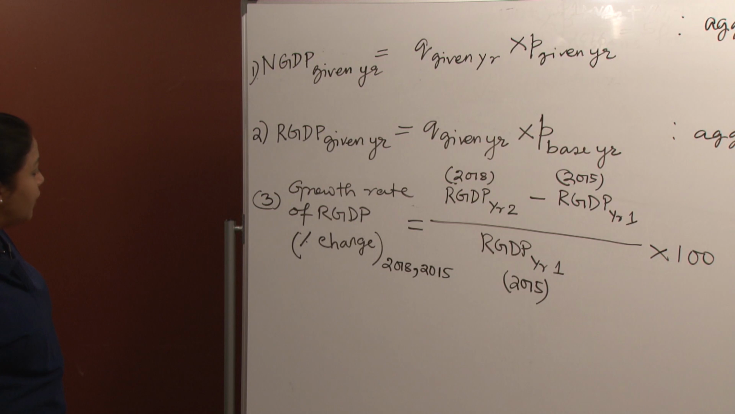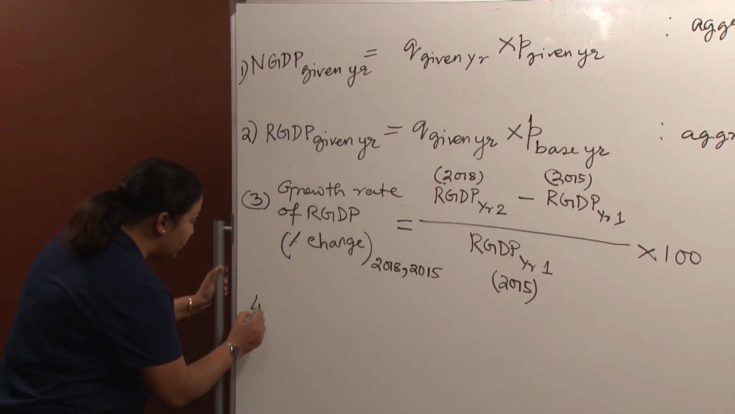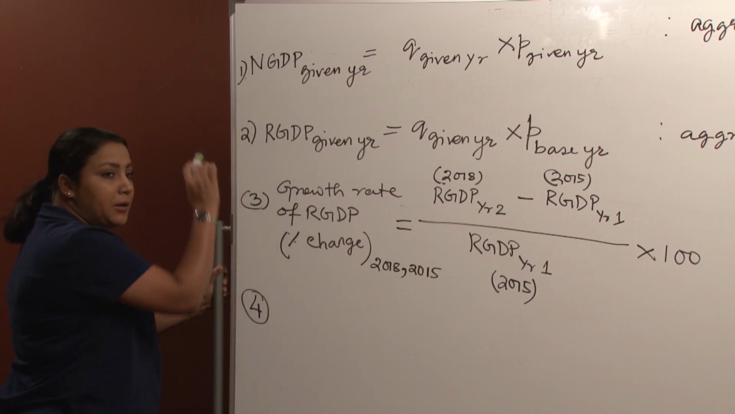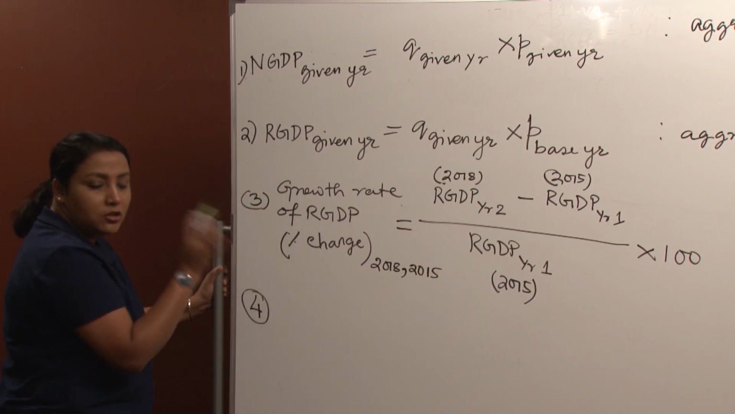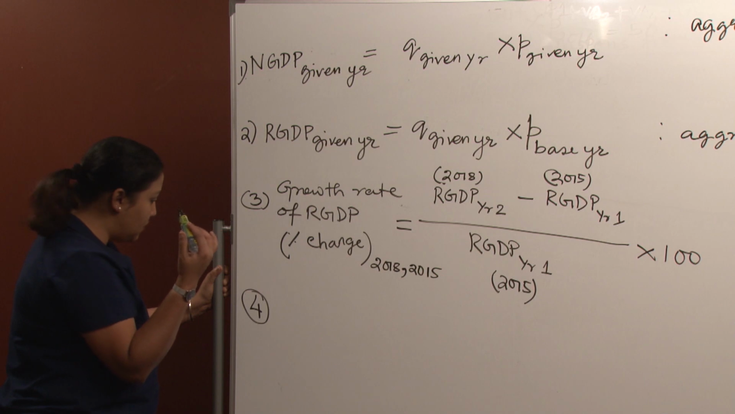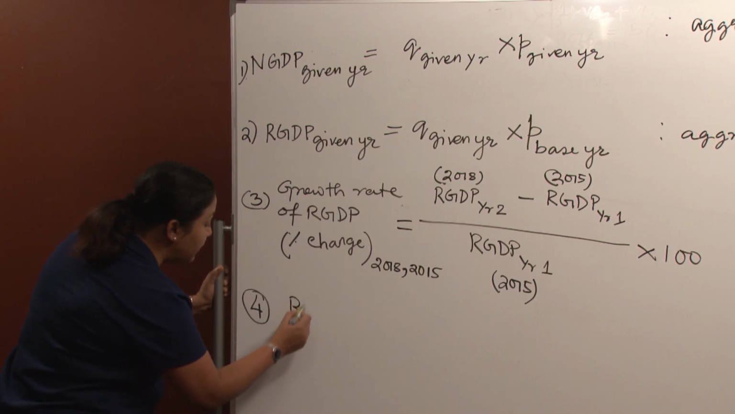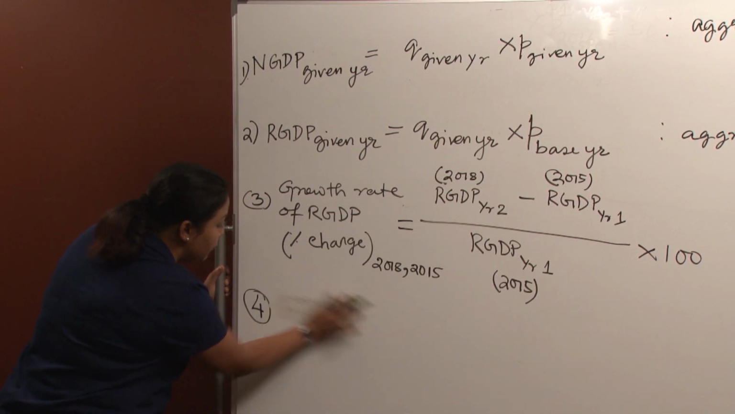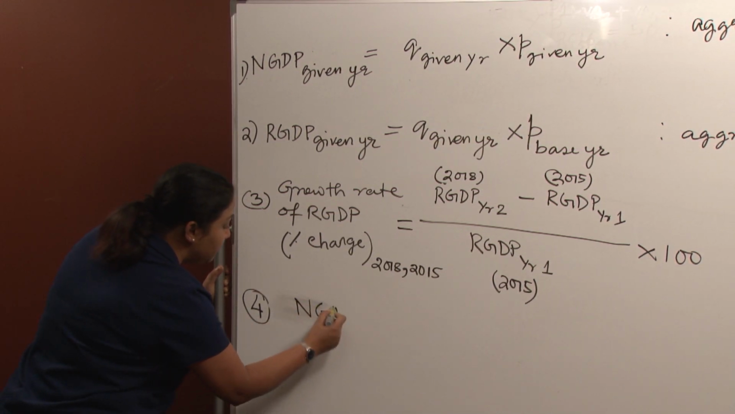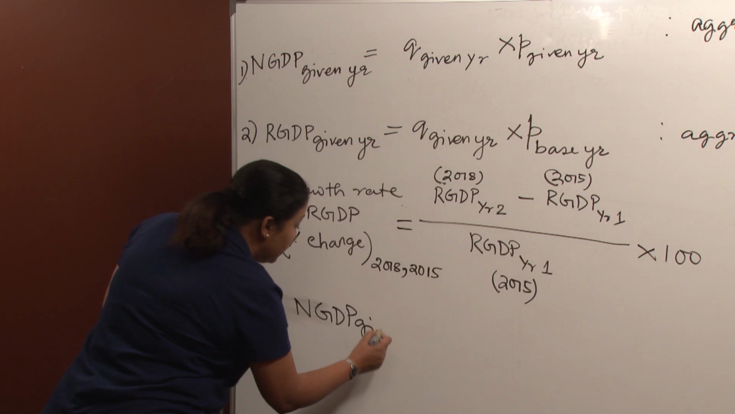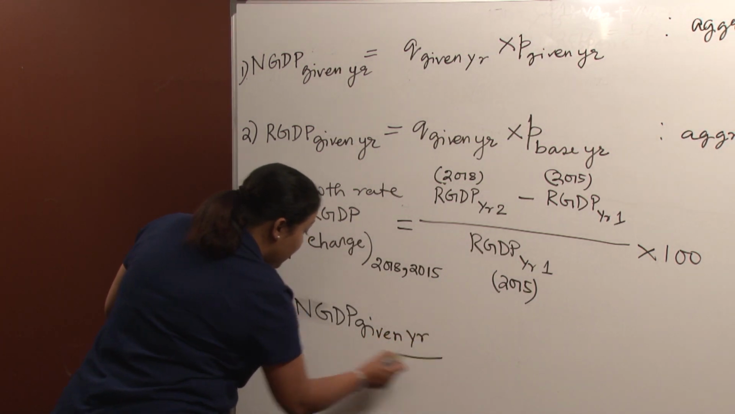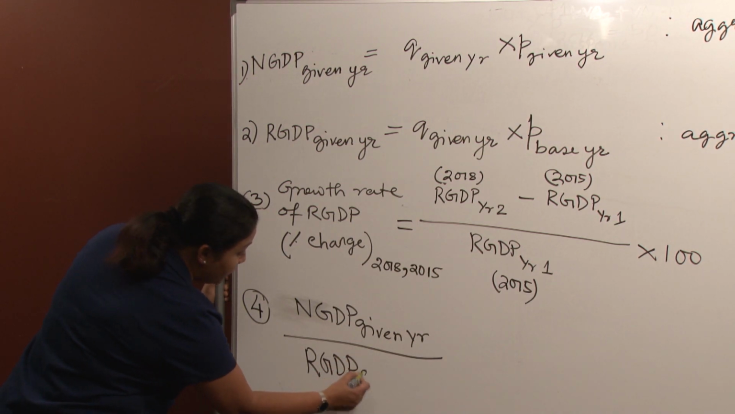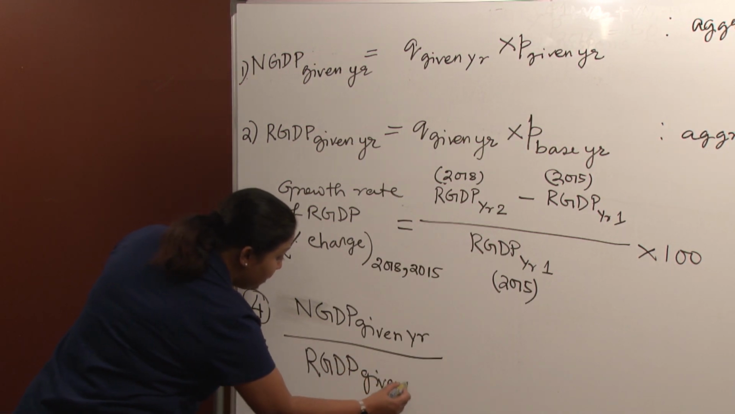That's the third formula. And the fourth formula that you need to know here is, what is the relationship between nominal and real GDP? Now, if you take the ratio of nominal and real GDP, so if you do nominal GDP for any given year and divide it by the real GDP of that given year.